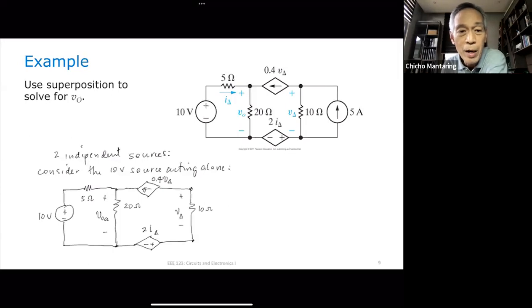Actually, if we were to be strict about it, dapat sabihin kong V delta A and I delta A, but I don't think it will cause any confusion, ano? So ang I delta natin nandito. This is I delta. What happens to my current source? That will be now an open circuit because I have to suppress it.